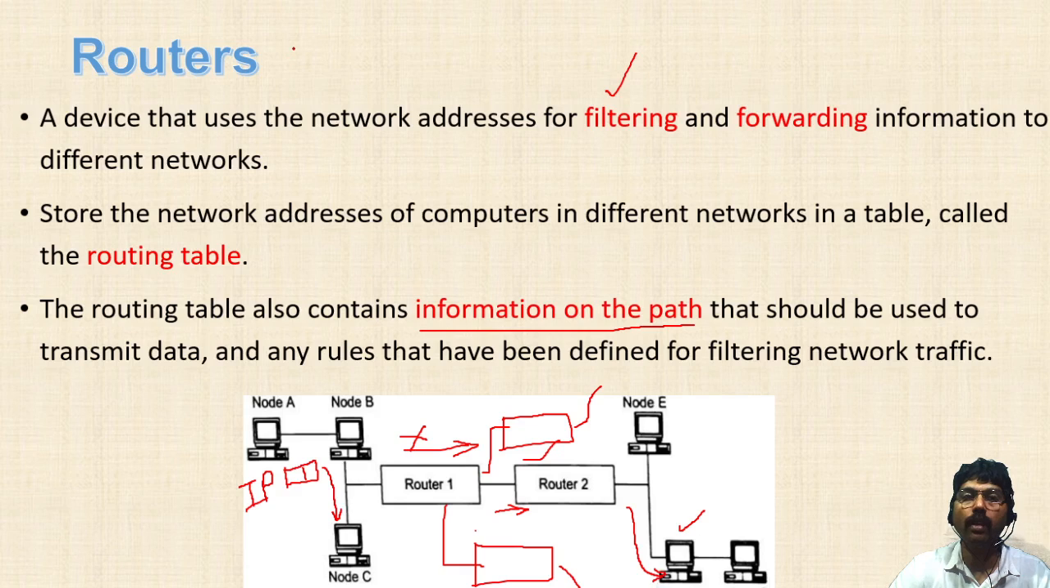So this is the work of routers. Routers maintain a routing table, and their work is filtering and forwarding. Whenever you send a packet over to another network, it is called forwarding. It also maintains the path of the destinations. For filtering and forwarding, it has to follow some rules. The rules are already mentioned here.